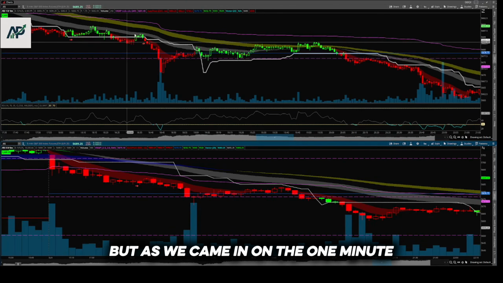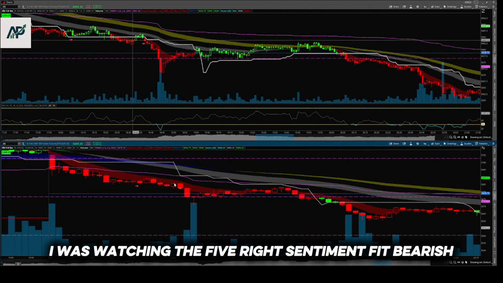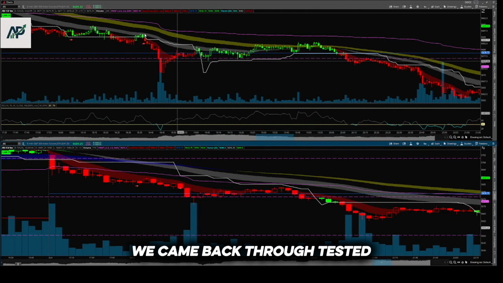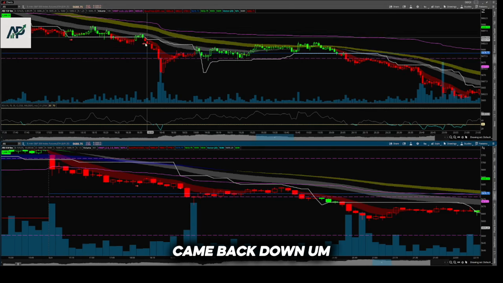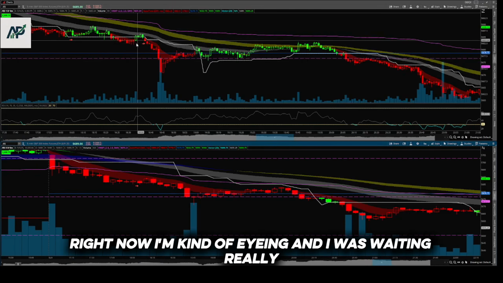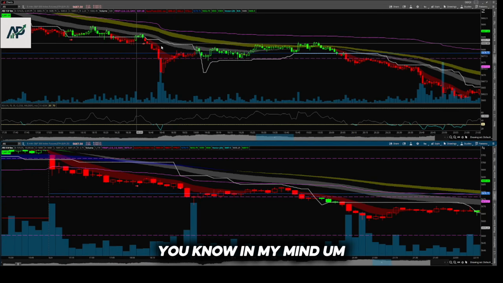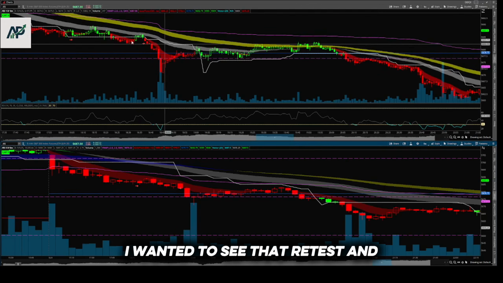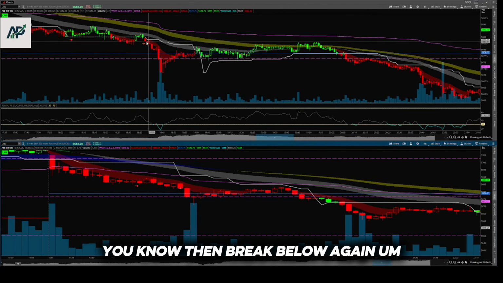But as we came in on the 1 minute, I was watching the 5, right? Sentiment: bearish bloodbath, whatever you want to call it. We came back through, tested, came back down. Right now, I'm eyeing, and I wanted to see that retest and then break below again.